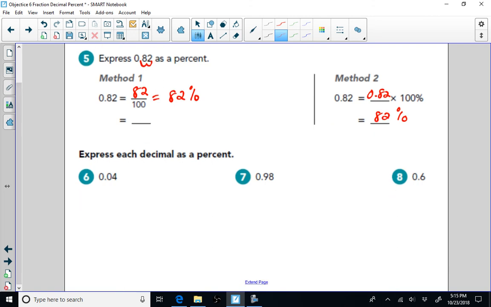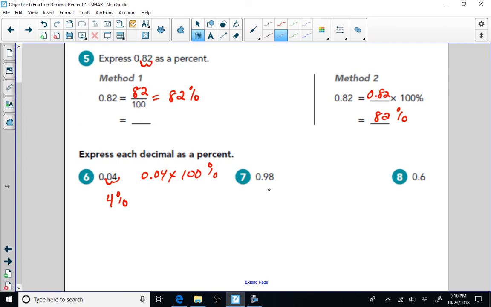Okay, so if I want to express 4 hundredths as a percent, I'm going to slide that decimal point 2 places right. That is the same as multiplying by 100. All right, so that's going to give me 4%. What we did here was 0.04 times 100%. And that's where we slide that decimal point 2 places right to get our 4%.